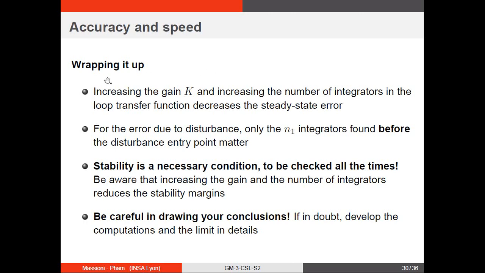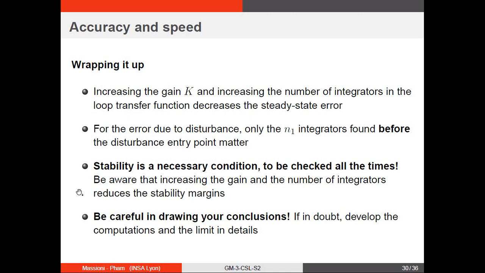If you have an error due to disturbance, due to that signal we call P, then what counts is the integrators found in the block D1, which means the integrator before the entry point of the disturbance. Remember that stability is a necessary condition. You have to check stability beforehand all the time, otherwise all of this doesn't make sense. And remember, every time you add an integrator in the loop, you add minus 90 degrees of phase. And when the phase goes down, you have a risk of becoming unstable in closed loop.